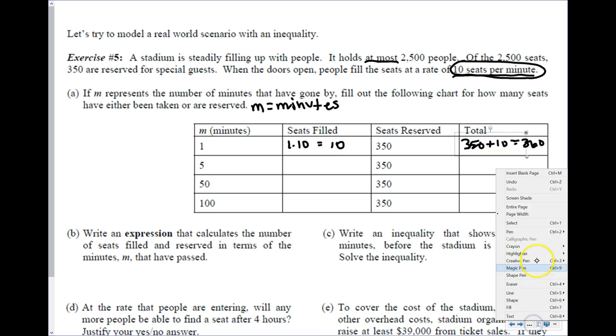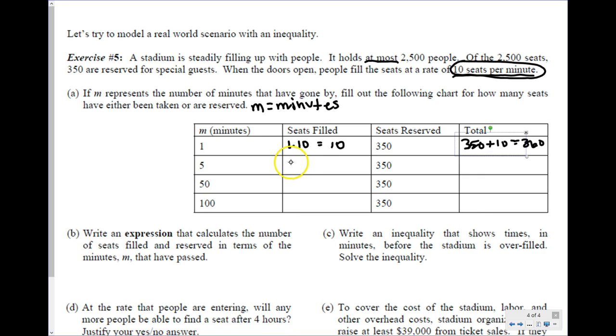After 5 minutes, what's going to happen? 5 minutes go by, and they fill up at 10 seats per minute, so that'll be 50 seats after 5 minutes. 10 plus 10 plus 10 plus 10 plus 10. Then I've got to do 350 plus 50 to get my total, and there's 400, right? Because I'm adding the reserved to my new one, so I'm adding these two together.